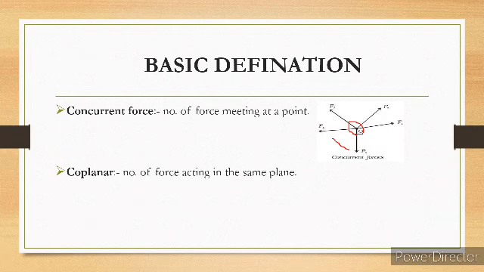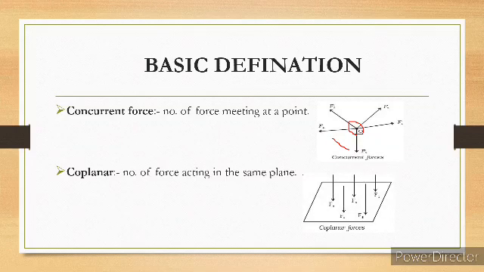Whereas coplanar forces are a number of forces acting in the same plane. In concurrent forces all forces meet at a single point, but here all forces meet in the same plane. You can see in the diagram all five forces are meeting in a single plane, but in the concurrent case it is a single point and single plane. So this is the difference between these two kinds of forces.